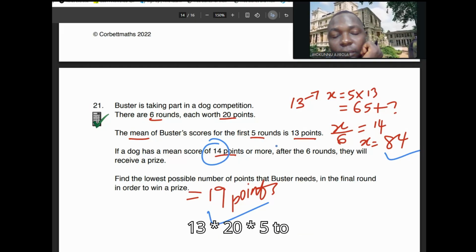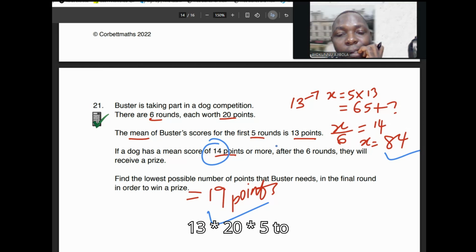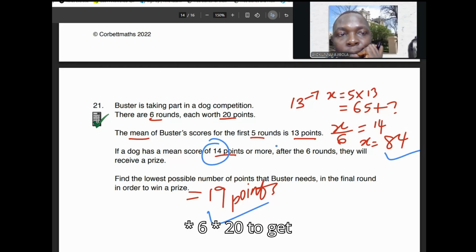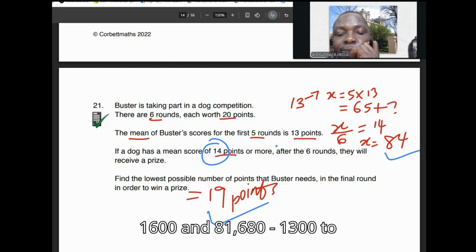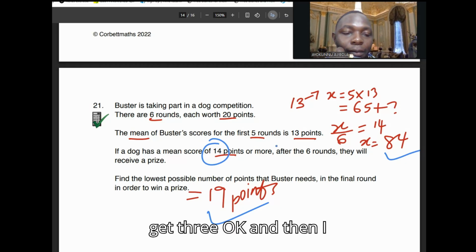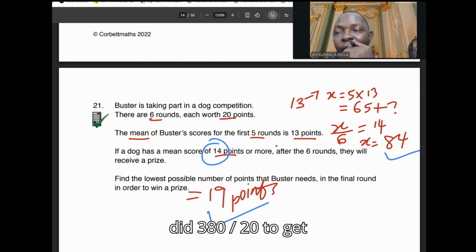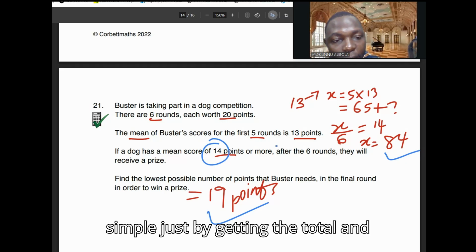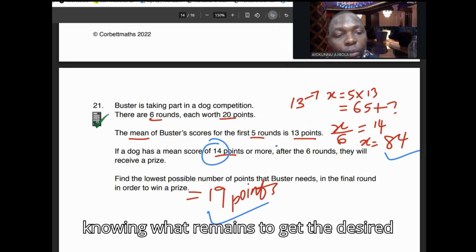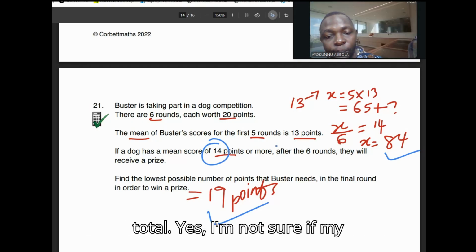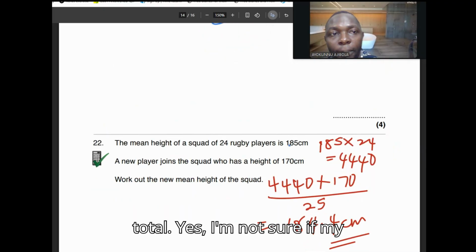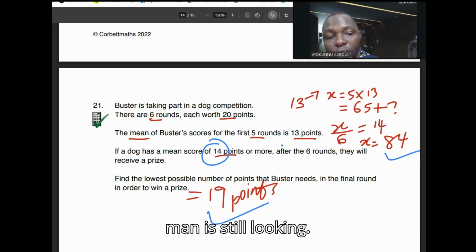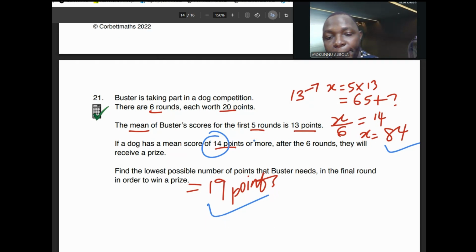I did 13 times 20 times 5 to get 1,300. Then I did 14 times 6 times 20 to get 1,680. Then I did 1,680 minus 1,300 to get 380. Then I did 380 divided by 20 to get 19. But it's pretty simple just by getting the total and knowing what remains to get the desired total. I'm not sure if my method would be acceptable. Well, since it leads to the answer, then it's still okay.